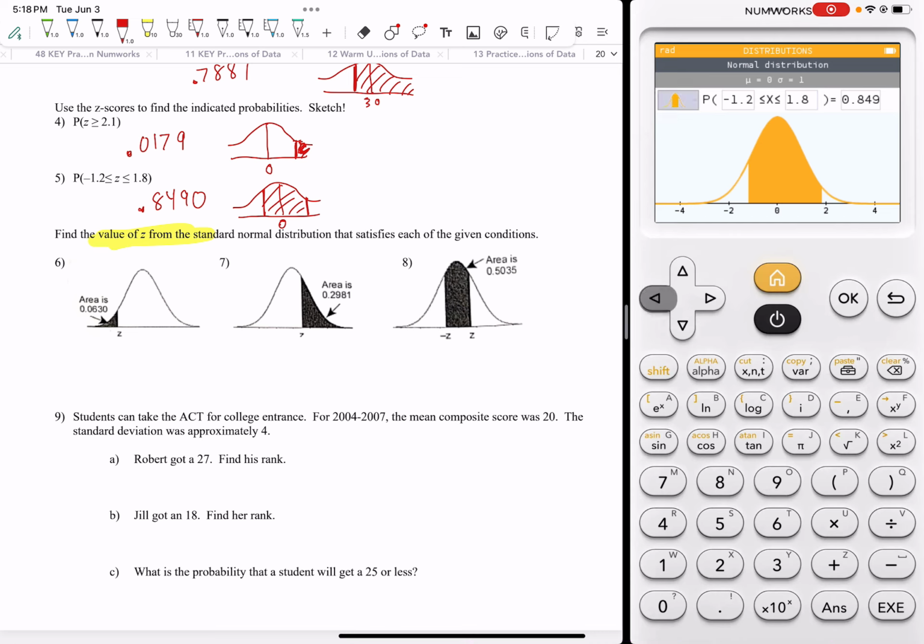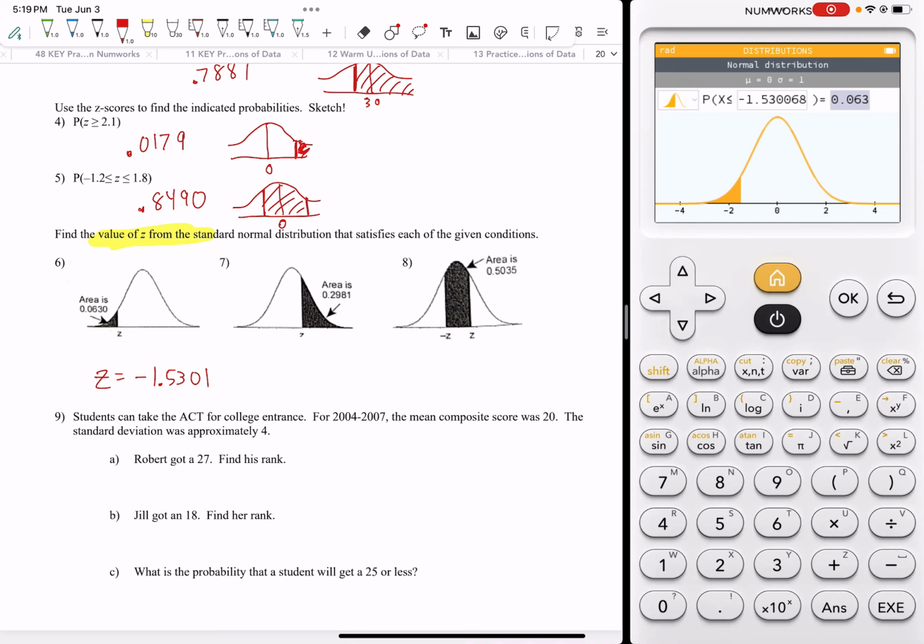So you have to go back here, grab your shading, and make sure you pick the shading to the left. And then you can type in your area, 0.0630. Okay, so it should look like the picture, right? And we can see our z-score. So our z-score is negative 1.5301. Rounding is going to be key here, guys. I know we joke around about the rounding.